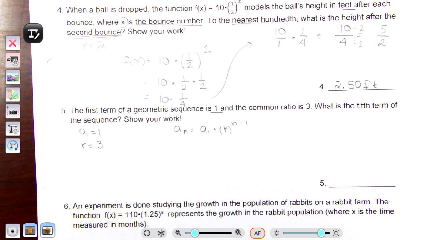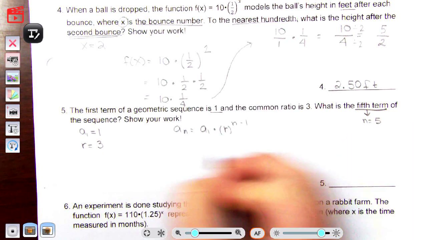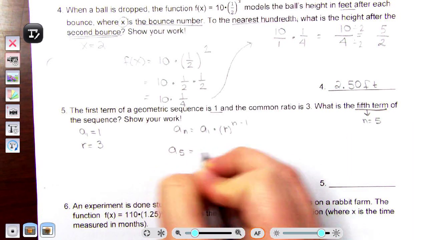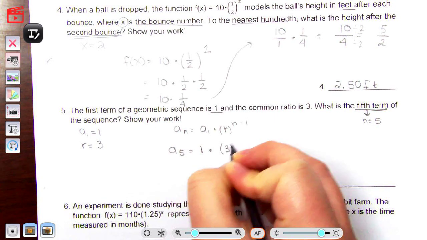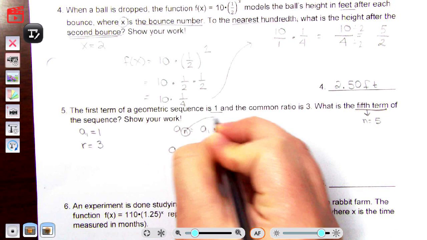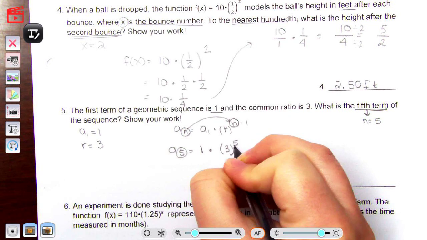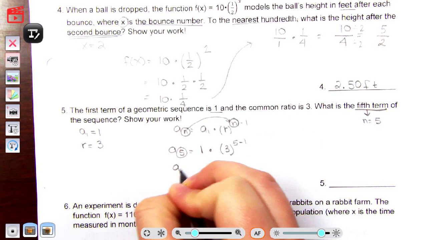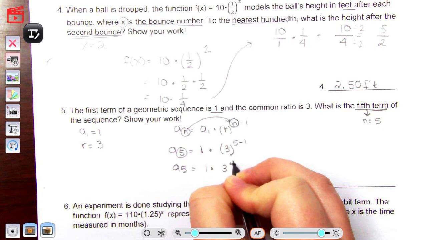We want to find the fifth term. So this is n equals 5. So a sub 5 is equal to a sub 1, which is 1, times r, which is 3. And then again, n gets placed on top of r. So we have 5 minus 1. So a sub 5 is equal to 1 times 3 to the 4th power.